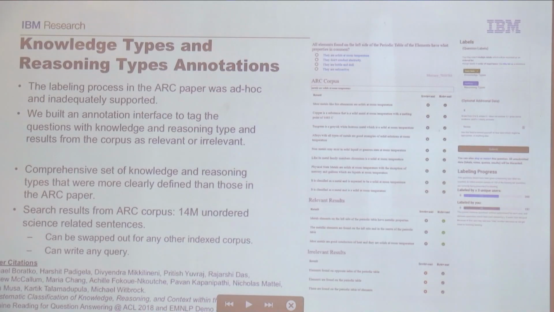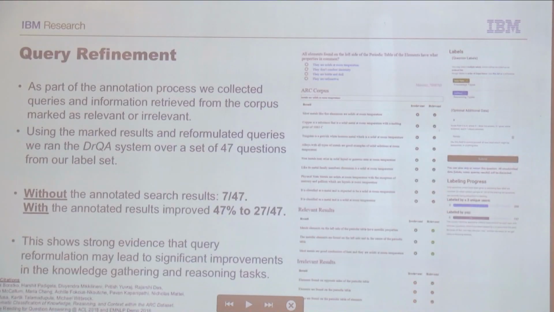And this was about annotating the knowledge and reasoning types in the ARC dataset, which is the AI2 Reasoning Corpus and the AI2 Reasoning Challenge. This was a paper at an ACL workshop and an EMNLP demo. As part of this paper, one of the things that we found, in some work that Rajeshi, who may be here, did along with some students, was that if you refine the query, then you get markedly better results. And the way we found this out was using this interface.